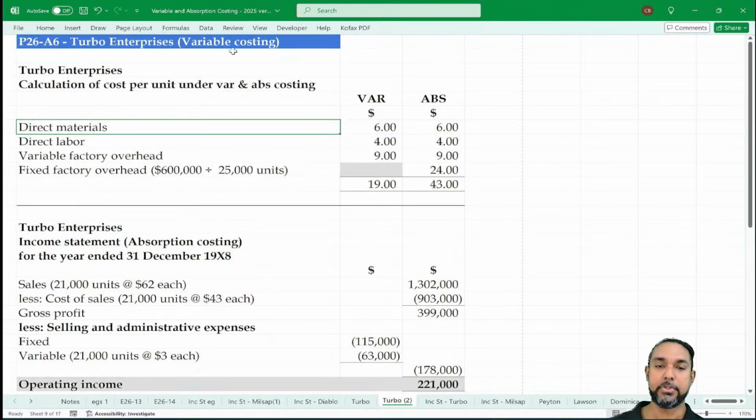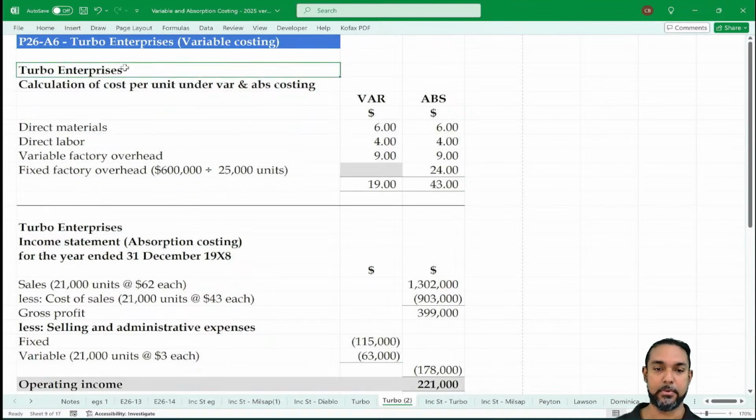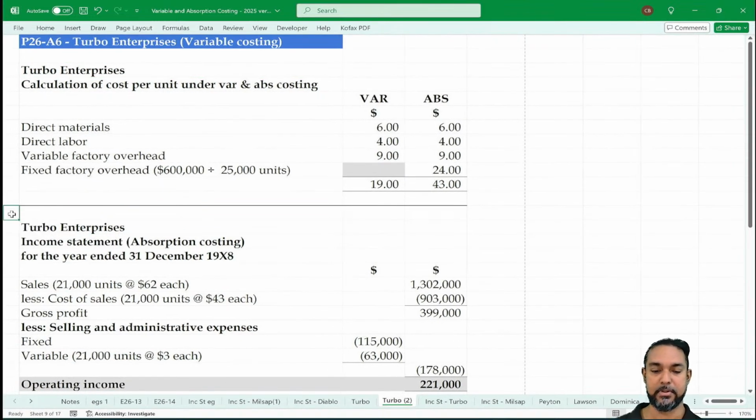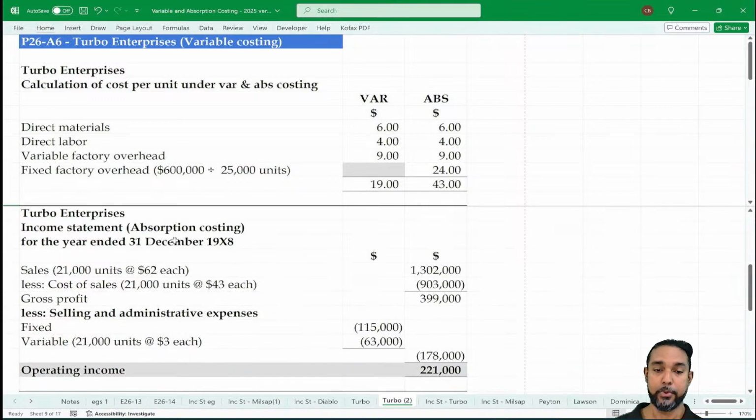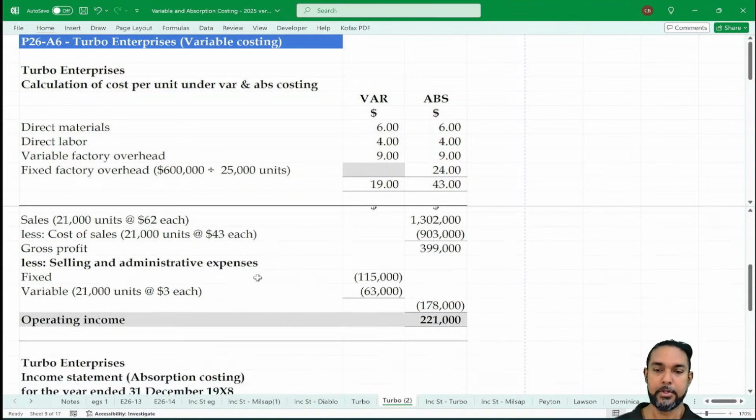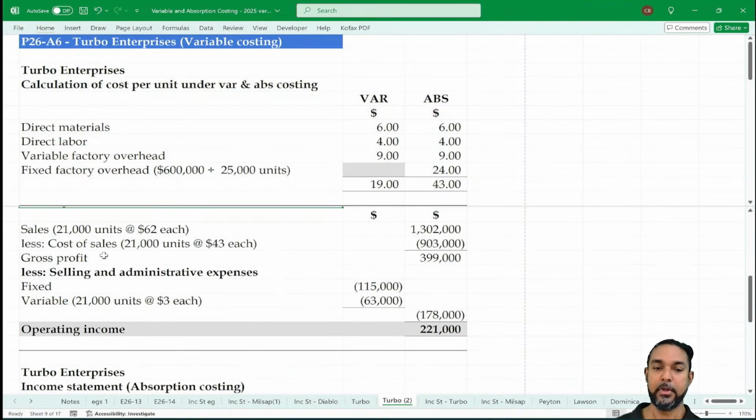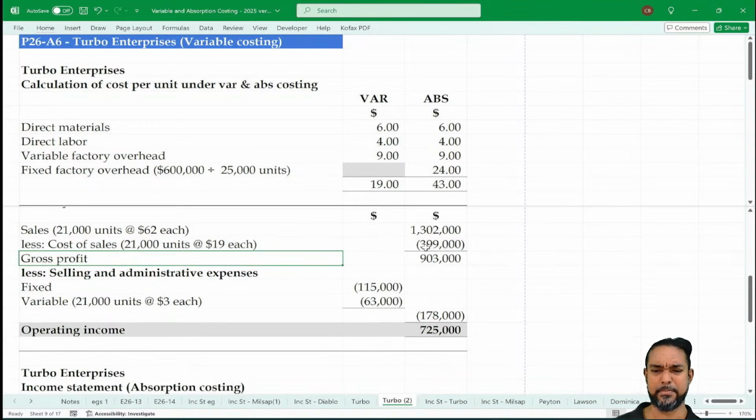All right. Yeah, guys. So we're talking about the variable cost then. So we have the cost on top of it. What I want to do here is split this screen, and we're going to replace this absorption thing with variable. So the selling price per unit did not change. It's the same 21,000 by 62. The cost of sales will now be $19 per unit. Wow, 19,000. Where did that come from? So we have $399. Wasn't that the profit?